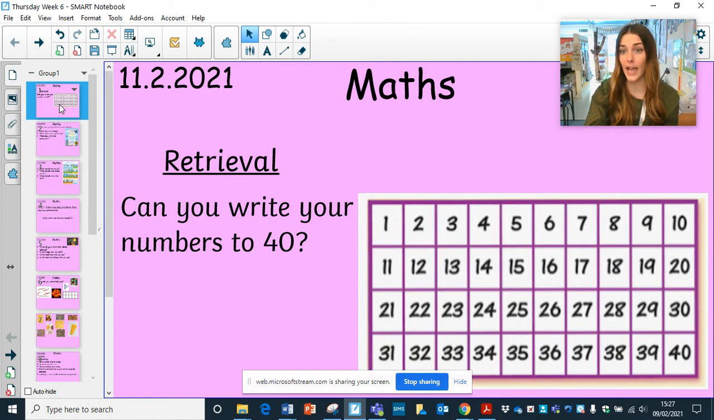Okay, you can go to 20 if you feel you want to, but for the rest of you, try and go to 40 if you can, because practice is how we achieve.